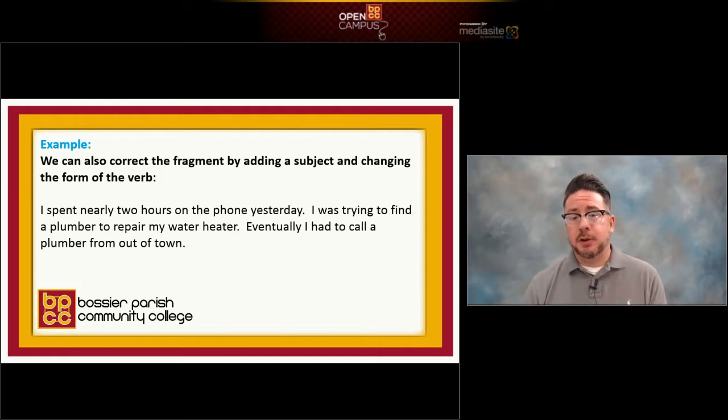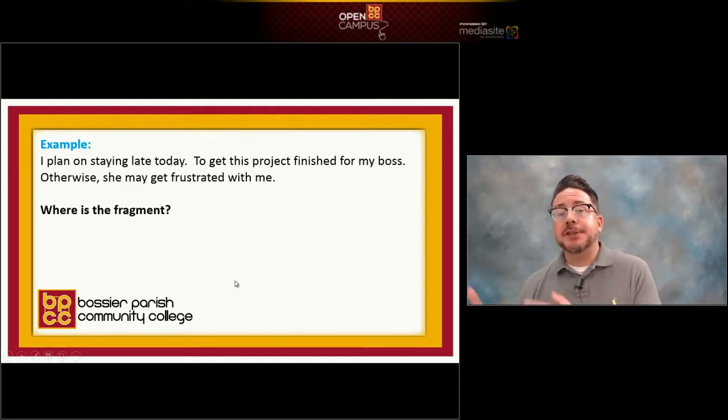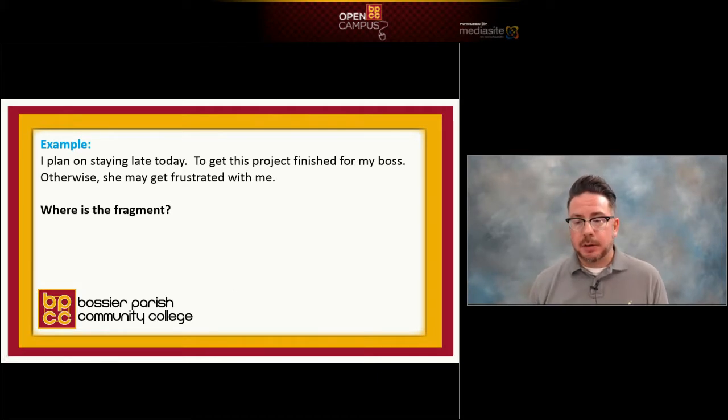Another way that we can correct the fragment is by adding a subject and changing the form of the verb. I spent nearly 2 hours on the phone yesterday. I was trying to find a plumber to repair my water heater. So now we have added in the subject I, we added in a helping verb, so was trying can now be the verb of the sentence.